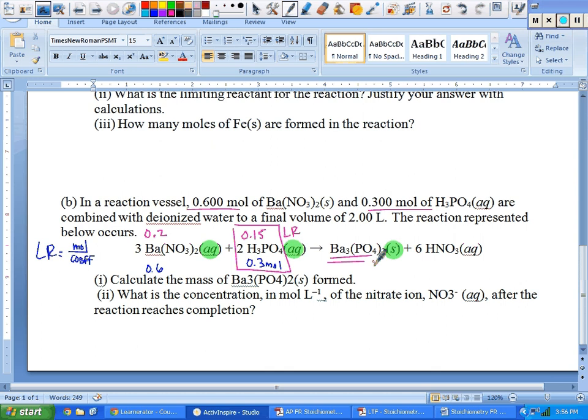So if you're gonna use the gram, what we're now going to do is what you've all done 100 times for me. You've gone from moles of this, and what are you going to do? Go to grams of the barium phosphate. Set it up, and I will give you the molar mass. You only need the molar mass of one of them, correct? Which one?